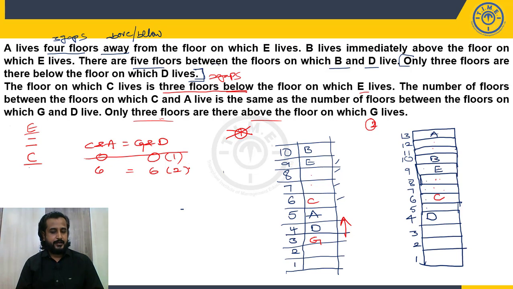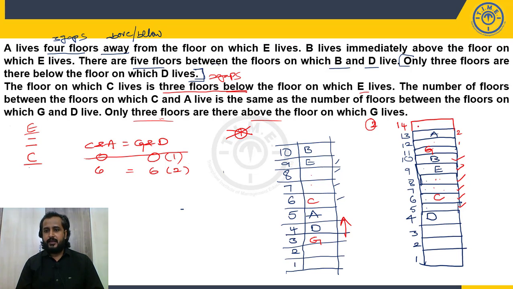Right. Clear? Now, between C and A is how many? 6. So G and D has to be 6. Below I cannot take. So I have to take above only. So 6 gaps. 1, 2, 3, 4, 5, 6 gaps. So 11th floor. G lives on 11th floor. So G will be here. But above G, how many floors? Only 3 floors. 1 floor, 2 floors. So I need to take 1 more floor. So who will come here? No one. But it is 14.